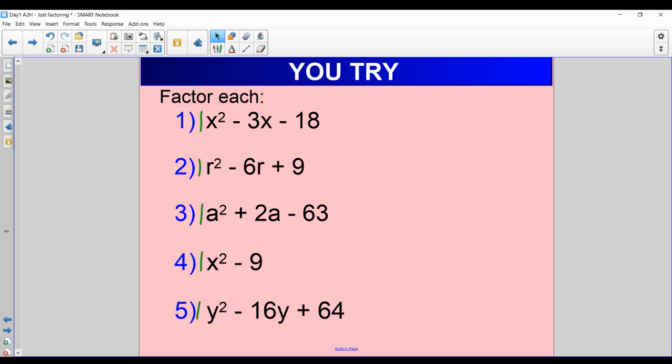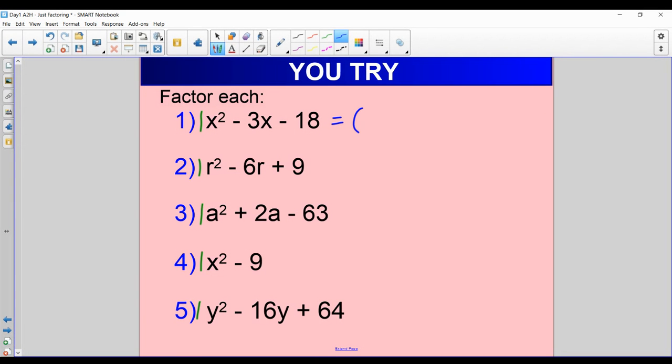Okay, so hopefully you took a few minutes to go through these. Let's just look at answers. So if I look at this, each of these trinomials, all but one, can be factored into two binomials multiplied.